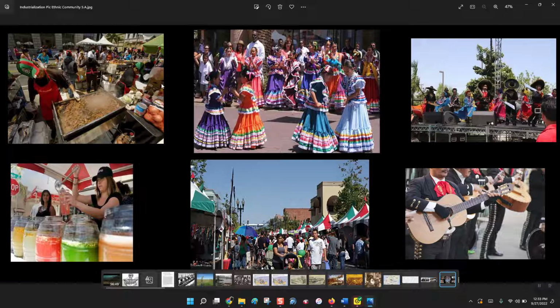There's another version like this in LA that's a little bit bigger. It's called Placita Olvera. Maybe you've been there before, and it's very similar. The culture is expressed through music, through the flag, through the food and drink, and so on.